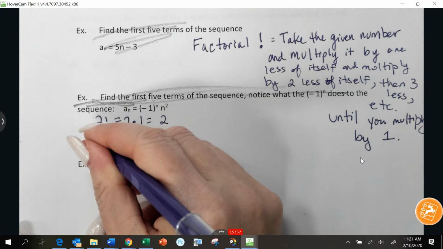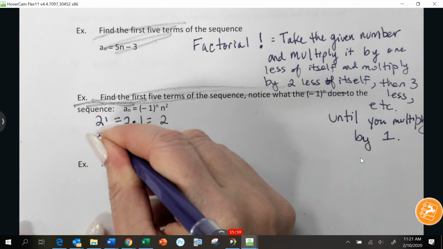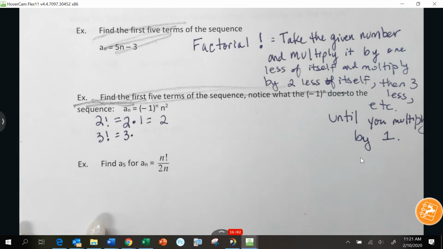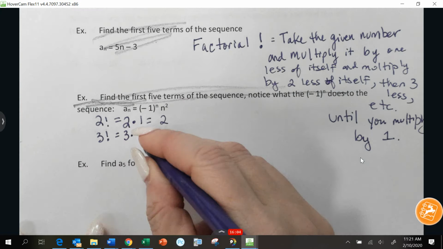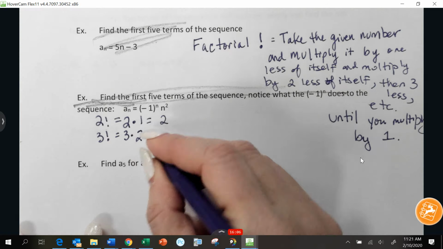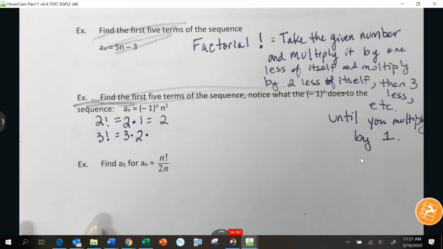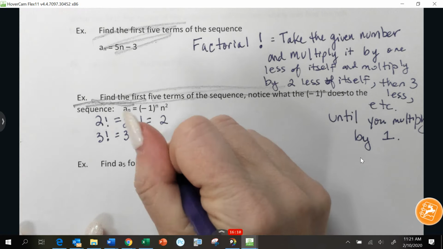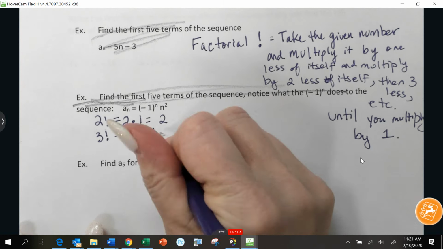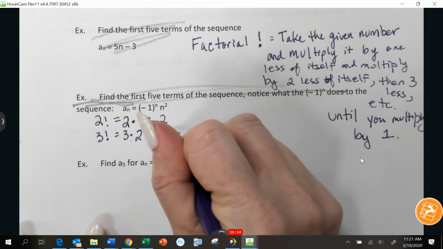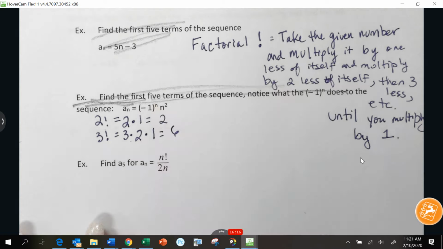3 factorial. I would take the number 3 and I would multiply it by 1 less than 3, which is 2. And then I'm going to multiply by 2 less than 3, which is 1. And if I have 1, then I stop. 3 times 2 times 1 is 6.